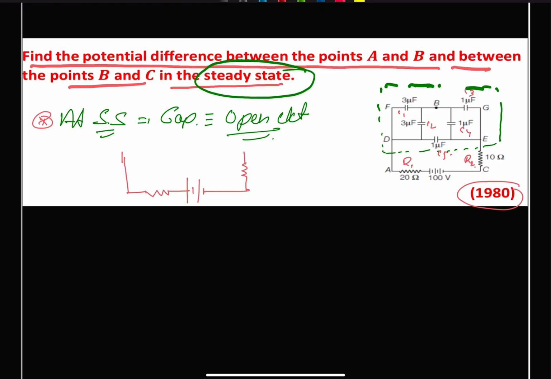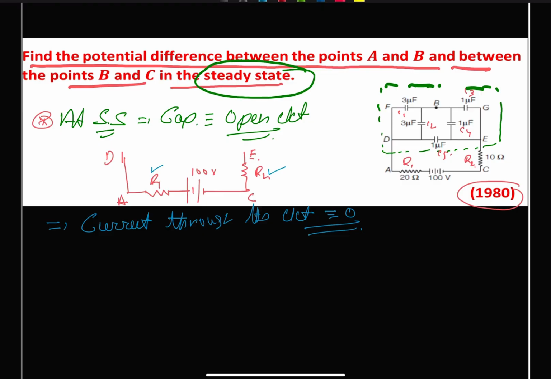The points are given as A, this is C, this point is D, and this point is E. We have our R1 and R2, and the voltage is given as 100 volt. As the entire circuit is open circuit, the current through the circuit will be equal to 0, which basically means no current will be flowing through R1 and no current will be flowing through R2.